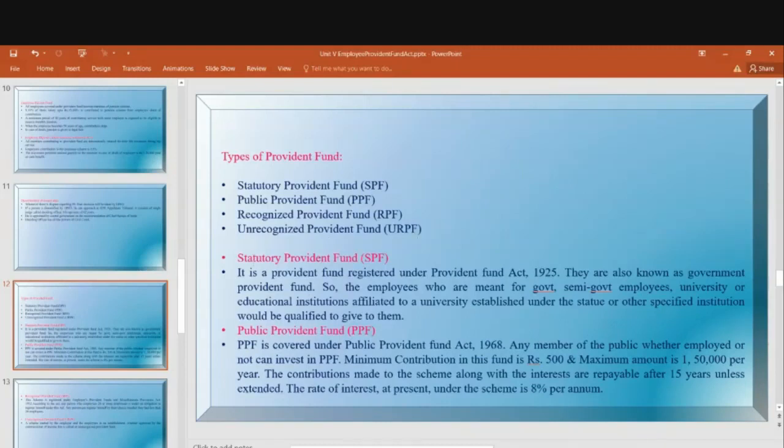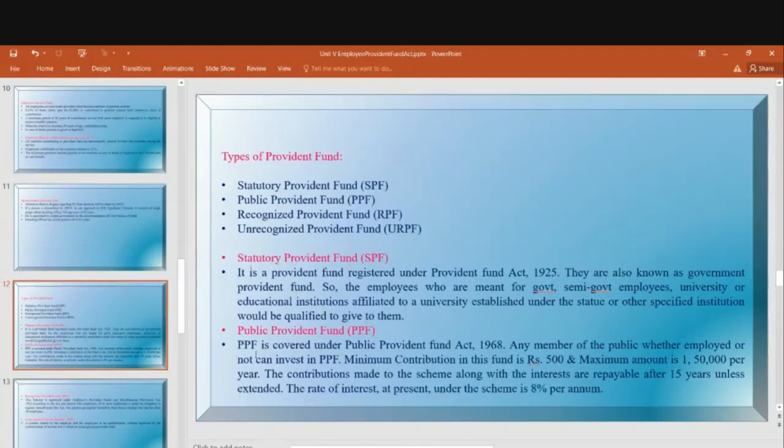The statutory provident fund is a provident fund registered under the Provident Fund Act 1925, and it is also known as government provident fund. It is meant for government and semi-government employees, and universities or educational institutions affiliated to a university, established under a statute or other specified institution. So mostly this fund is given to employees working for government, semi-government, universities and educational institutions. This is called SPF.